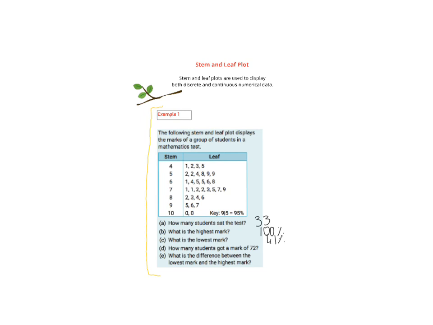How many students got a mark of 72? Again, we look at our stem and leaf and go to the stem for 70. So 7, here we go. And then we count: 72, there's once and twice. So 2 people got a mark of 72.